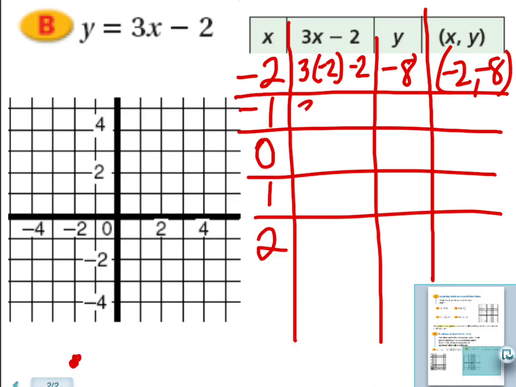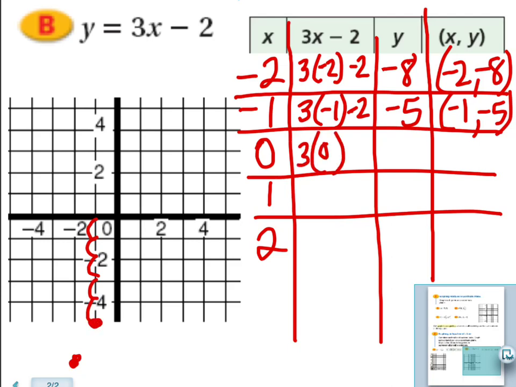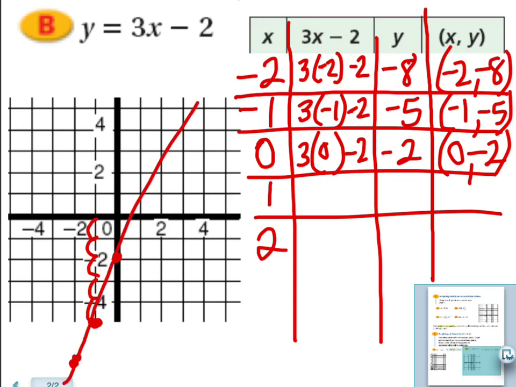Okay, -1, we're going to put 3 times -1 minus 2. So that would be -3 minus 2, which is -5. And then it's going to be -1, -5. So -1, and then down 1, 2, 3, 4, and 5. So there's my dot. For 0, it's 3 times 0 minus 2, which would be -2. And 0, -2 gives me my next point. And I have enough points to be able to make my line. I'm going to stop there.